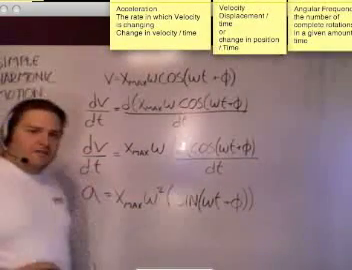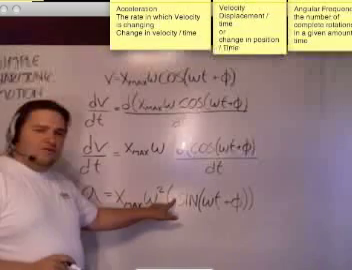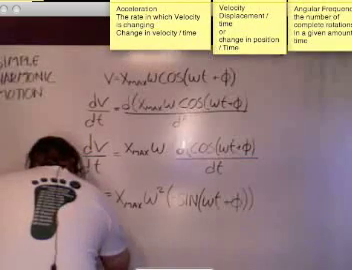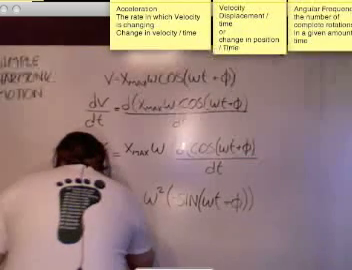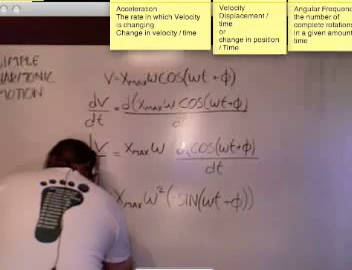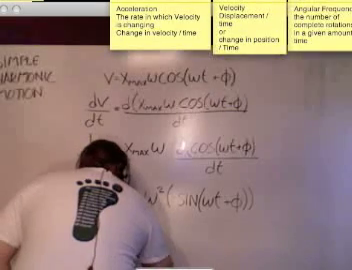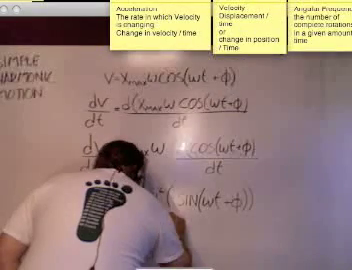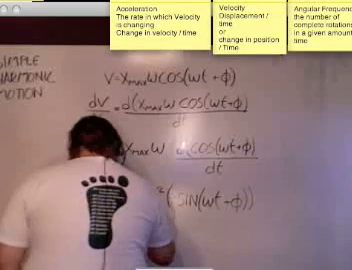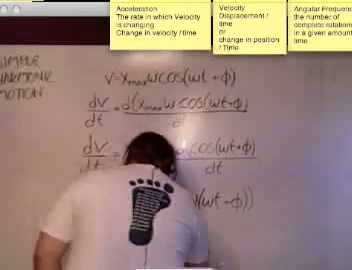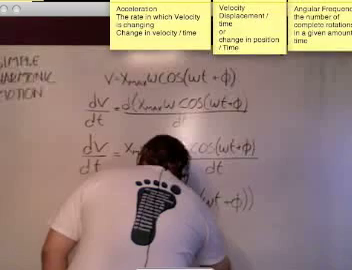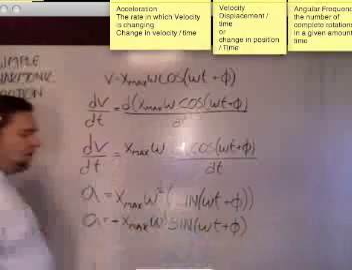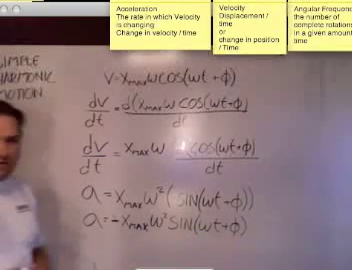Now I really don't want to leave it like that. I'd rather not have so many parentheses. So I'm going to move that negative sign to the outside so I can get rid of that parenthesis. So I'm left with the acceleration of my object is equal to negative x max. Oops, forgot my x there. Omega squared, not omega t, times sine of omega t plus phi. Okay? That is my acceleration equation.